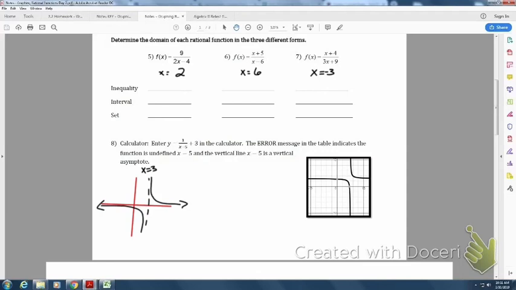So for your inequality, it's going to be all of the x values that are less than 3, and all of the x values, sorry, that should be 2. Let's go off my example down there. And all of the x values that are greater than 2. Okay, if that's where your vertical asymptote is.